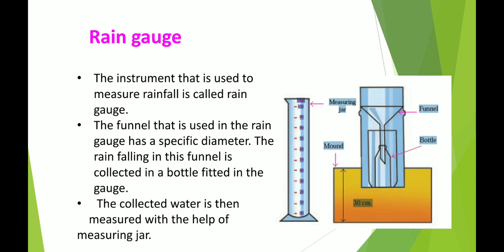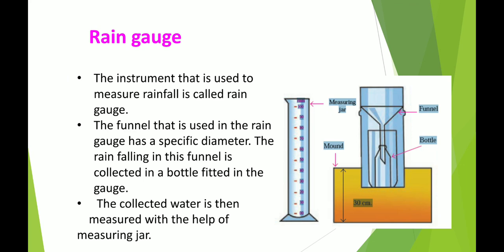Next, now the rain gauge. What is a rain gauge? The instrument that is used to measure rainfall is called a rain gauge. You can see in the diagram what the rain gauge is. The funnel used in the rain gauge has a specific diameter, and the rain falling from the sky falls into the funnel and is collected in a bottle fitted in the gauge.